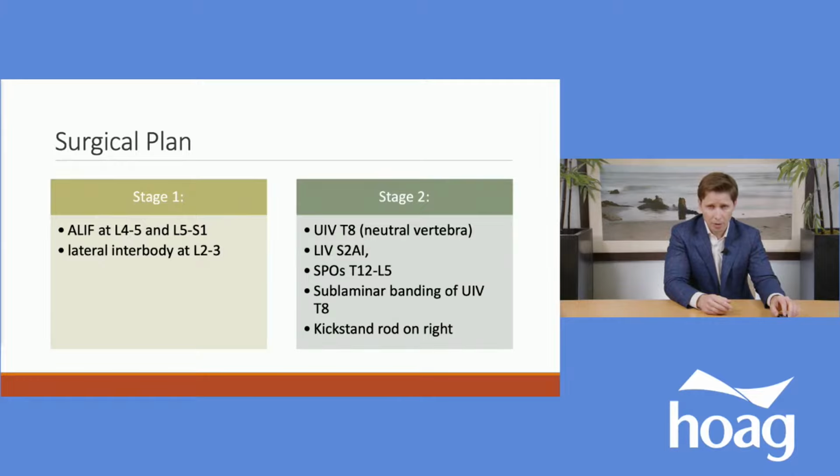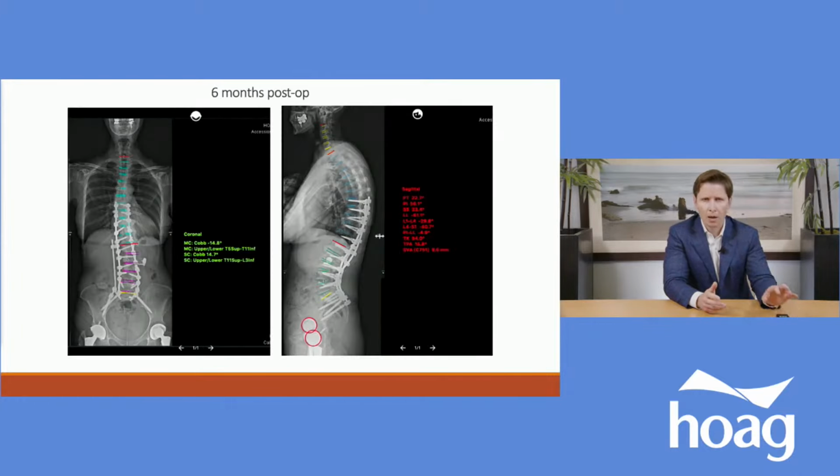The kickstand rod on the right was used to take out the residual deformity over the coming months to years. This is a 6-month post-op image which shows the correction and the improvement of the curve down from 53 degrees down to 14, and also a restoration of harmonious sagittal alignment on the right.